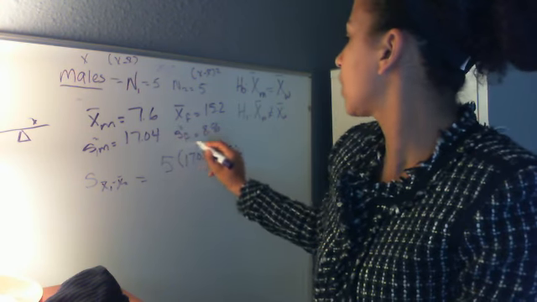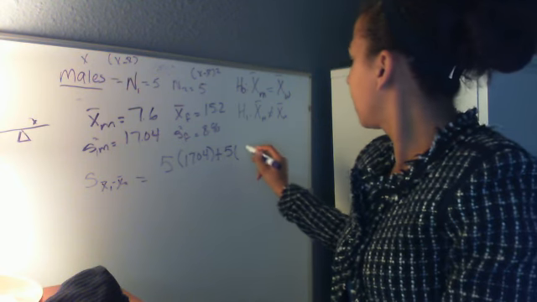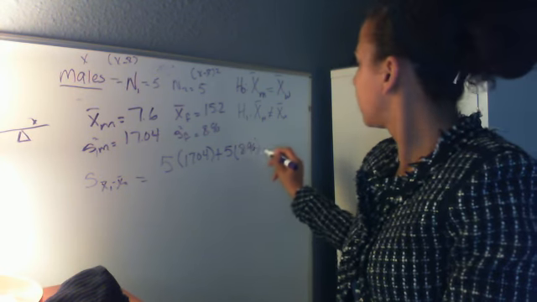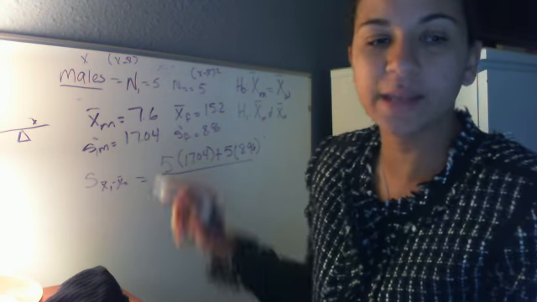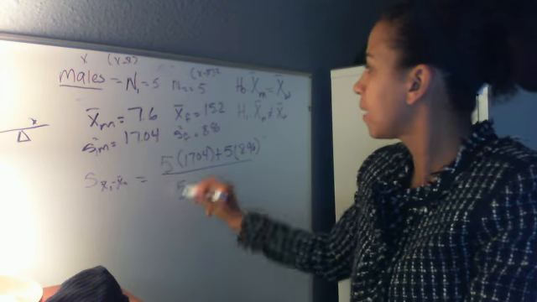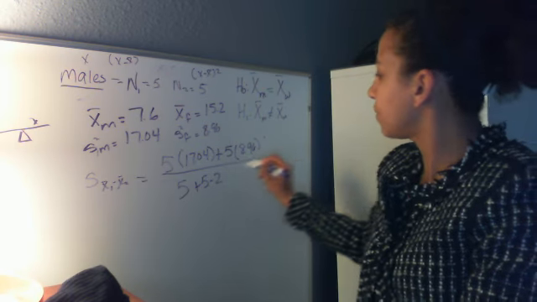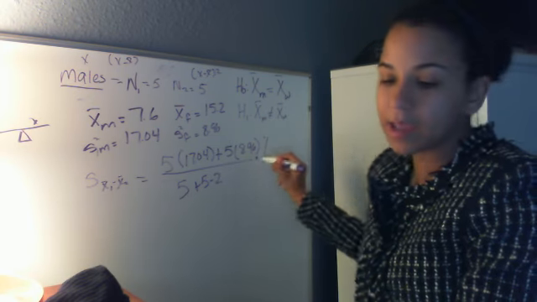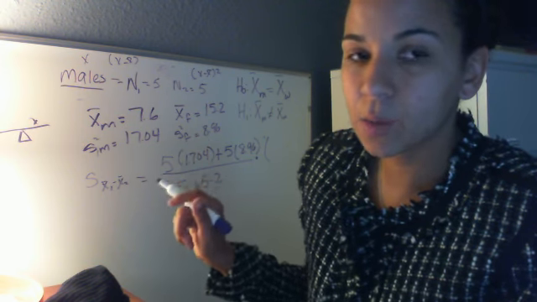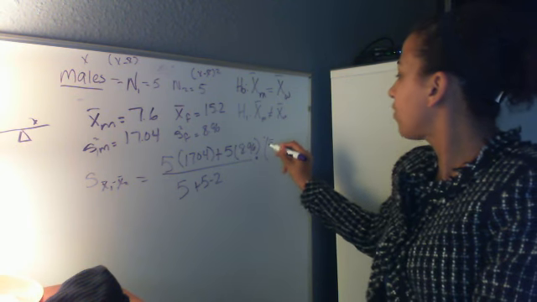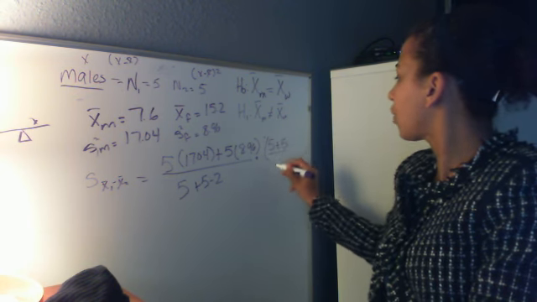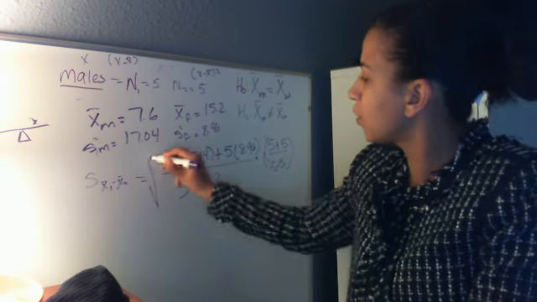This is my S2 squared, 8.96, all of that over N1 plus N2 minus 2. So my N1 is 5, my N2 is 5, minus 2. Then we take this term and multiply it by N1 plus N2 over N1 times N2. So my N1 and N2 are 5, so I have 5 plus 5 over 5 times 5. All of this under the big square root.